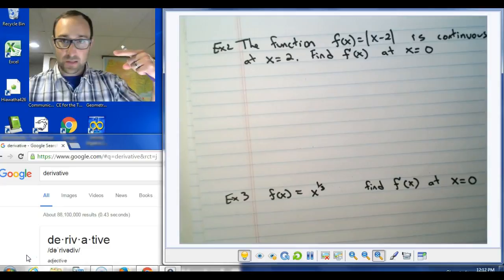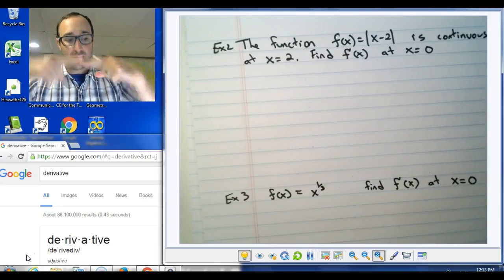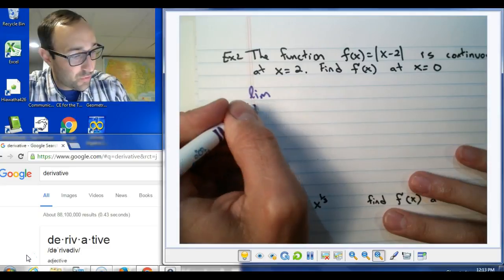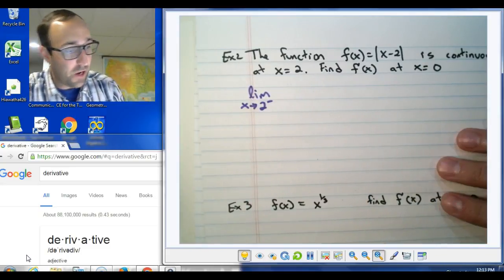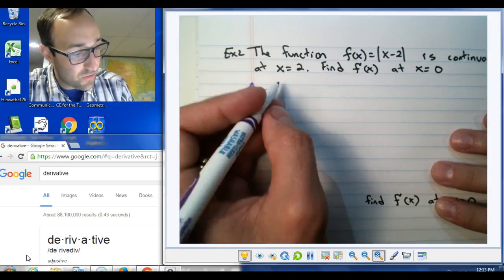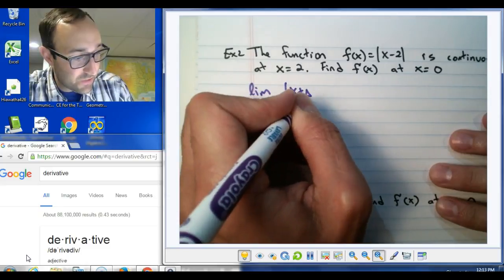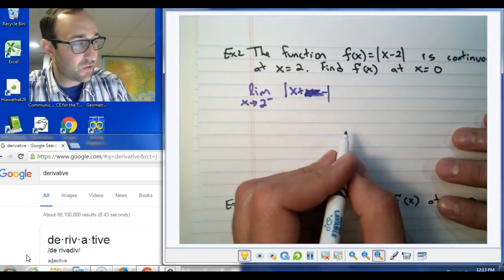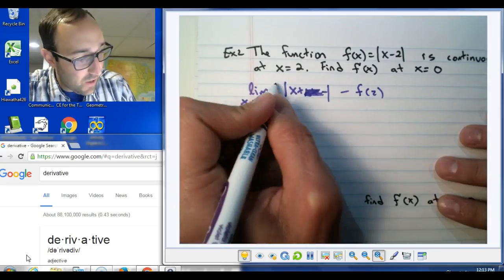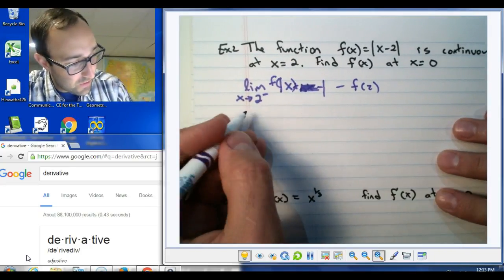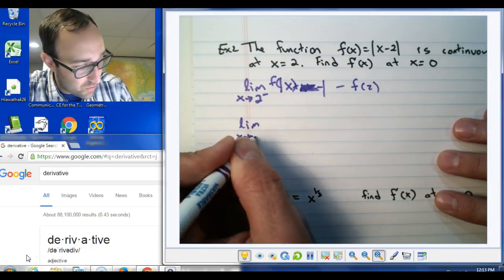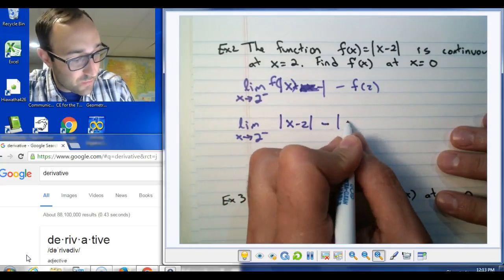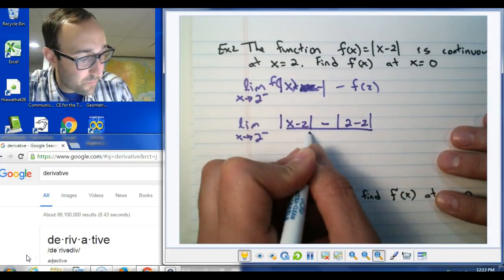We're going to look at the limit from this side and from this side, and we're going to say what happens in between. So let's find the limit as x approaches 2 from the right side of our derivative function, right? Let's just do f of x minus f of 2. So this is the limit as x approaches 2 from the left side of the absolute value of x minus 2 minus the absolute value of 2 minus 2, and I'll leave this all over x.